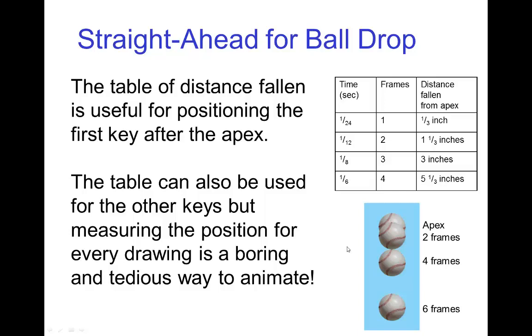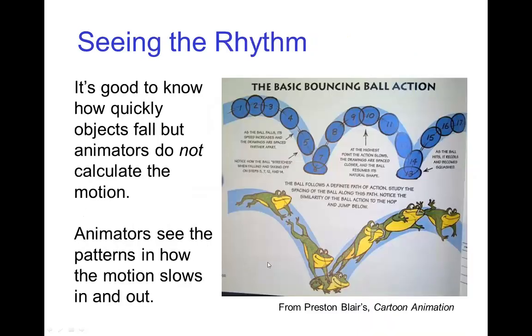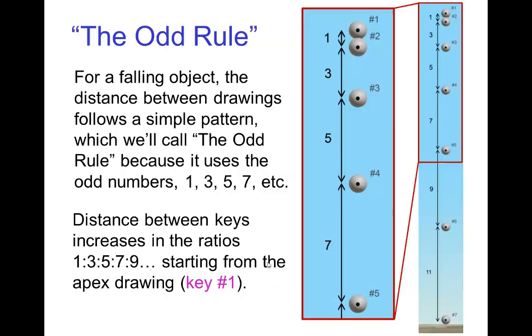But you know, this would be a very tedious, boring way of animating. And certainly, animators don't approach motion in this highly mechanical way. It's not about calculating these distances and measuring them out. It's more important to see the rhythm that is seen in the motion. What kind of rhythm do you find in the timing and the spacings?